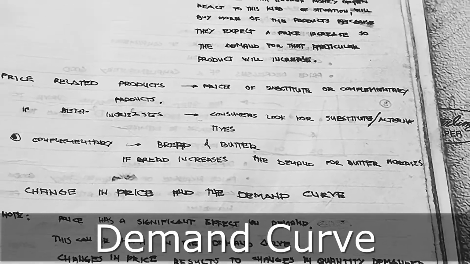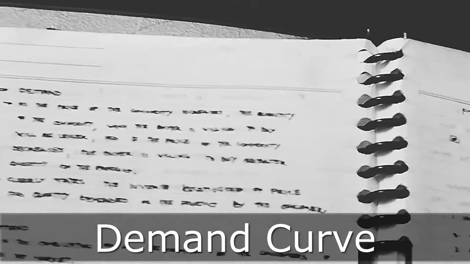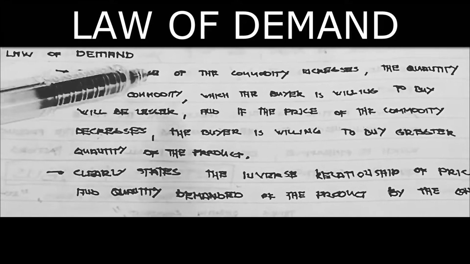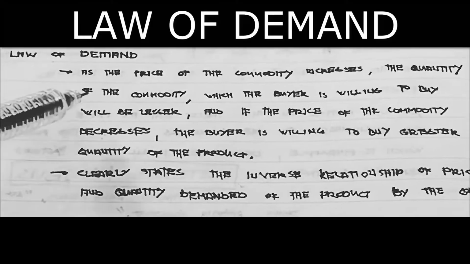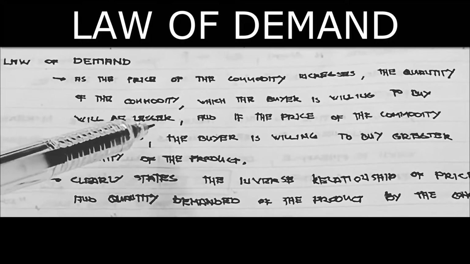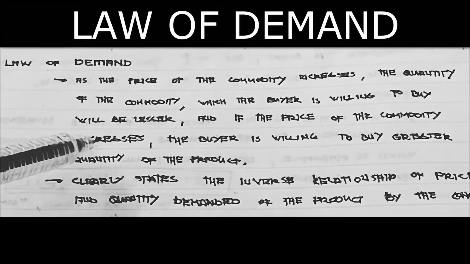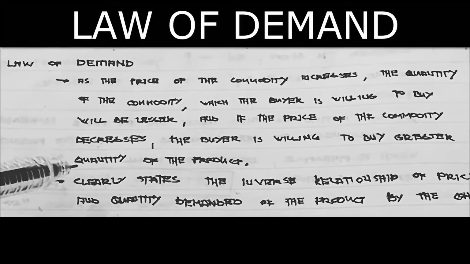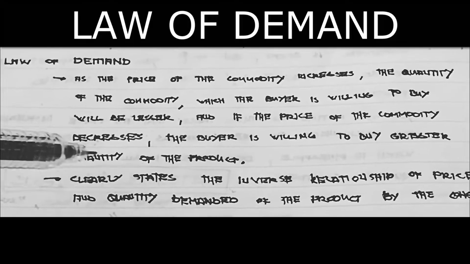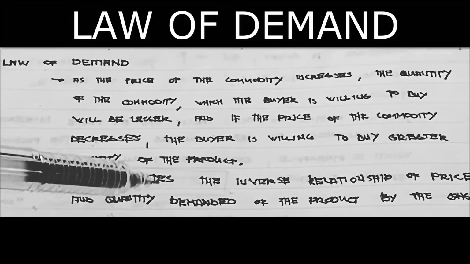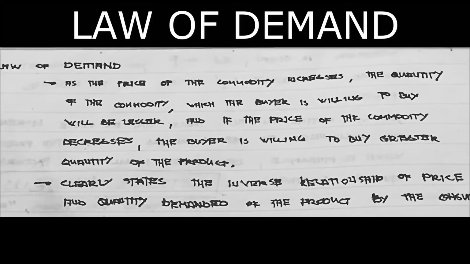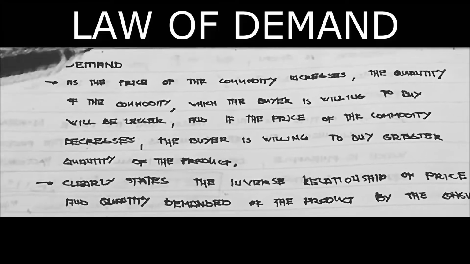So what is the law of demand? The law of demand: as the price of the commodity increases, the quantity of the commodity which the buyer is willing to buy will be lesser. And if the price of the commodity decreases, the buyer is willing to buy a greater quantity of the product. This clearly states the inverse relationship of price and quantity demanded of the product by the consumer. So that's the point. That is what we call the law of demand.